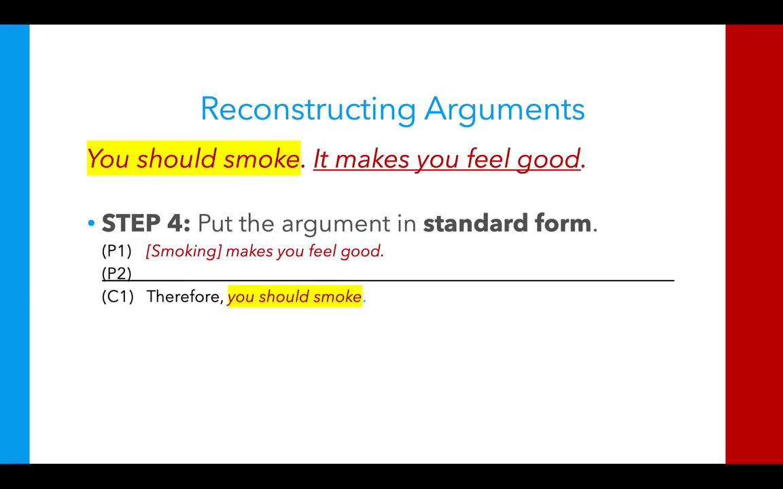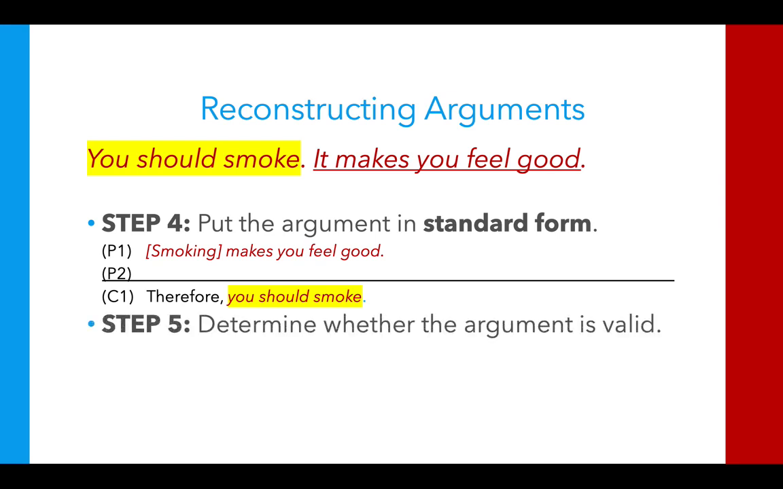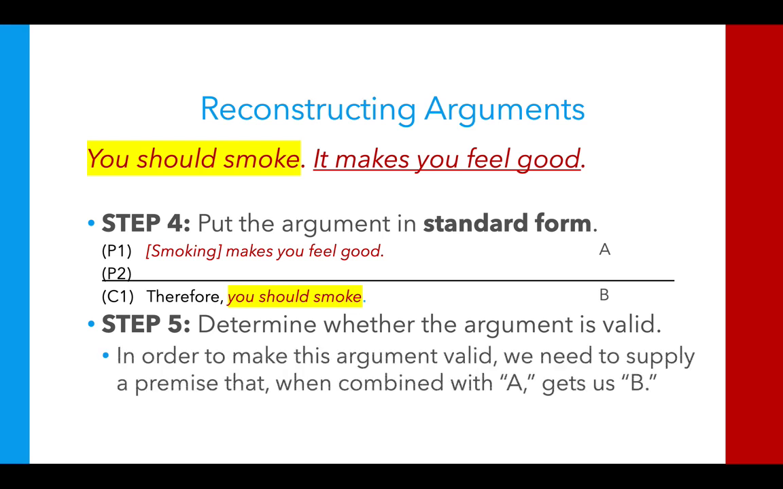Okay, so we've got this argument in standard form. Determine whether the argument's valid. So I guess the answer is the argument's not valid as it is. We have A as a premise and B as a conclusion. That's not valid. But what we can see is that to make this argument valid, we can supply some missing premise that when combined with A, validly gets us to B. So what premise would that be?